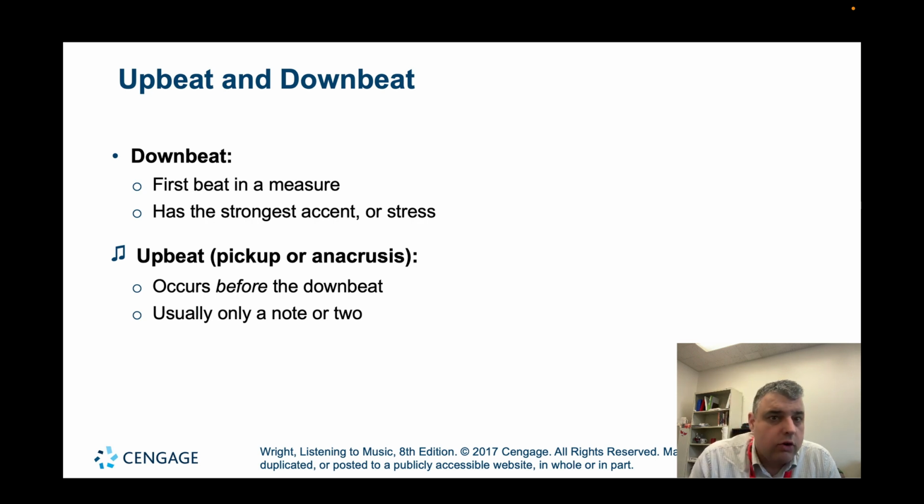It's the strongest beat and it has the strongest accent or stress to it. Now, another term that's associated with rhythm is an upbeat, or we might call it an anacrusis. And this is a type of musical event where it's something right before the downbeat that's going to lead into the downbeat. Maybe there's a couple notes that start before the piece actually starts.